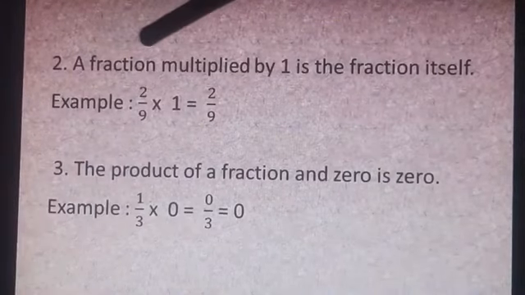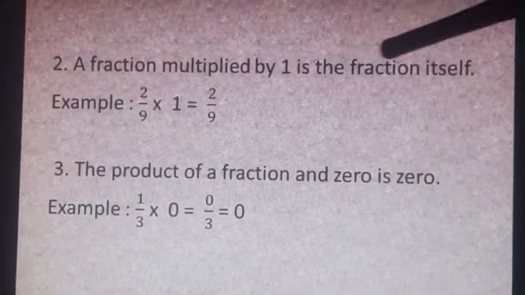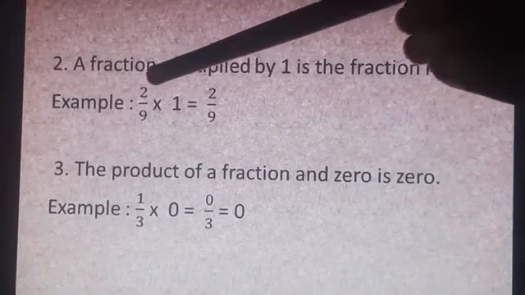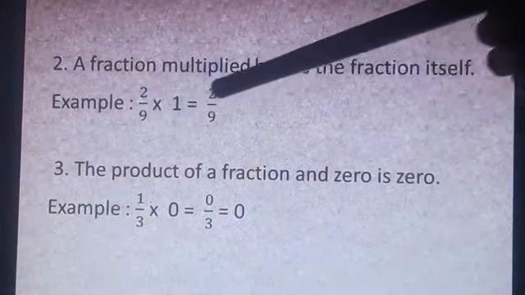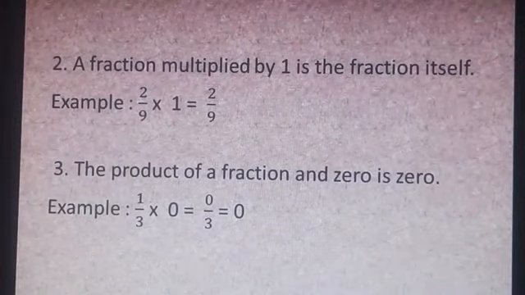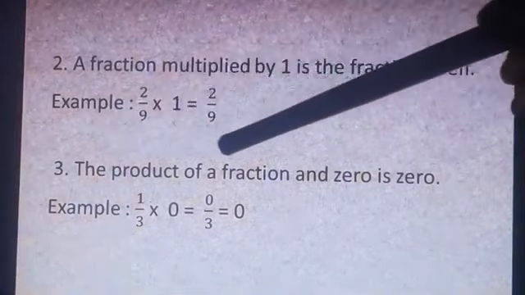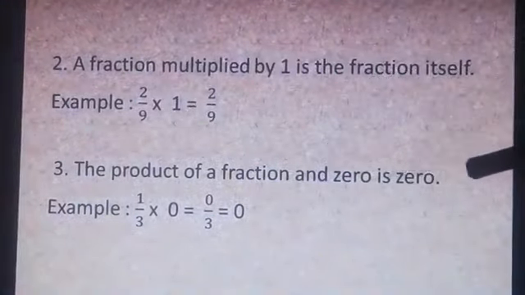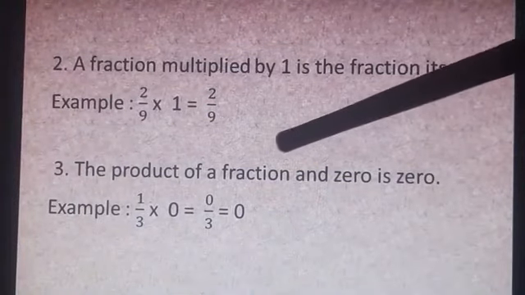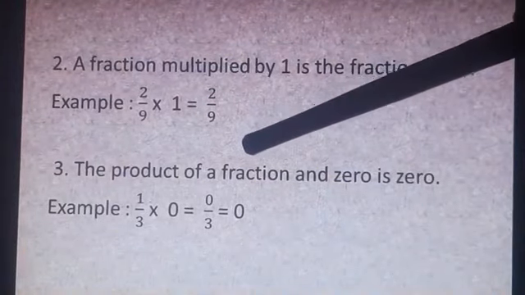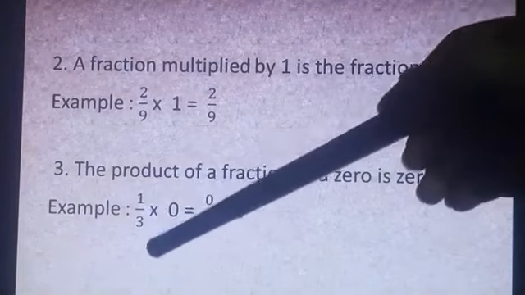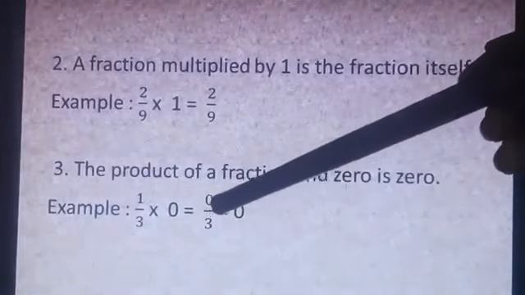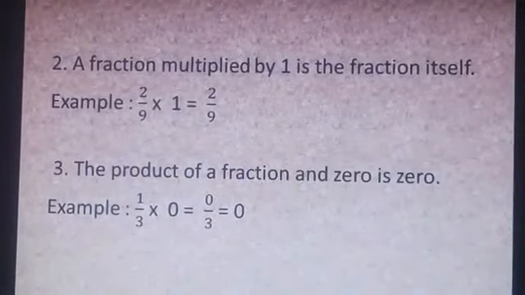Number 2, a fraction multiplied by 1 is the fraction itself. For example, 2 upon 9 multiplied by 1 is equal to 2 upon 9. Number 3, the product of a fraction and 0 is 0. When 0 is multiplied with any fraction, we will get the product 0. For example, 1 upon 3 multiplied by 0 is equal to 0 upon 3. That is 0 only.